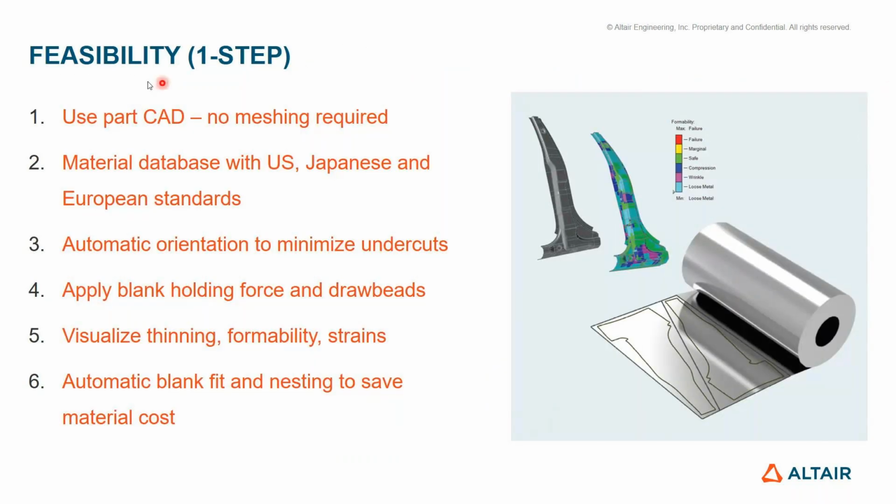In feasibility analysis, you can import the CAD model. No meshing is required. It has an inbuilt database with different standards such as US standard, Japanese standard, or European standard, and you can do automatic orientation of the material with undercut to minimize the undercut. Applying the blank holding force and draw beads is very simple in Inspire Form, and you can visualize the thinning, formability, strain, etc.